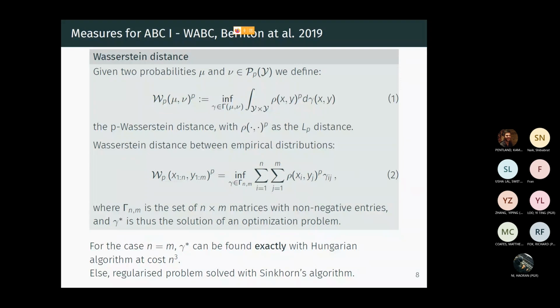So you compute the distances between all of them, and then you associate the closest point to the one in the other data set, at the cost of n^3. So if n is your numerosity, it's quite expensive. There's also a regularized version, that is the Sinkhorn algorithm, but here we use the exact one. So this was one of the measures that we looked at.